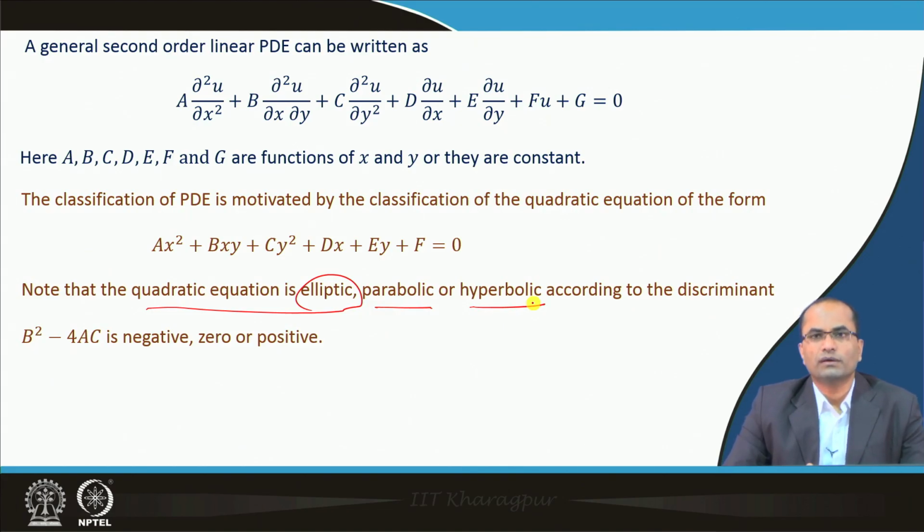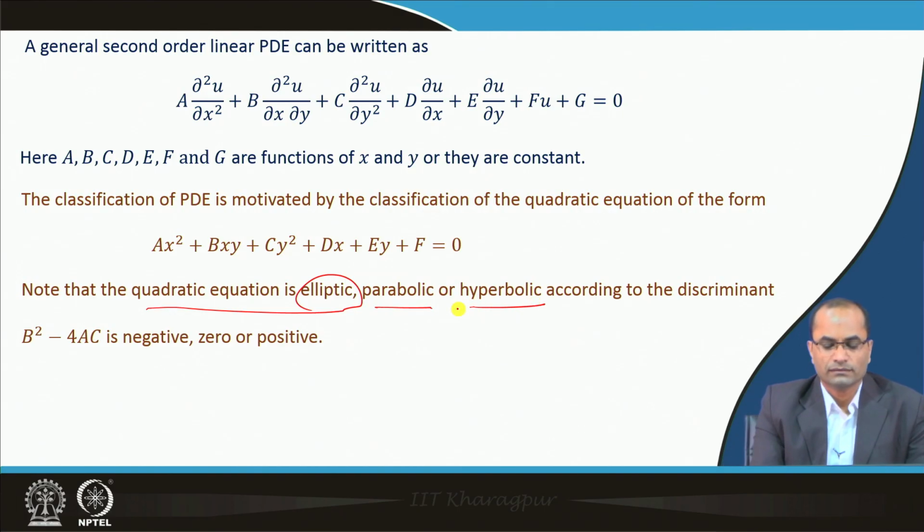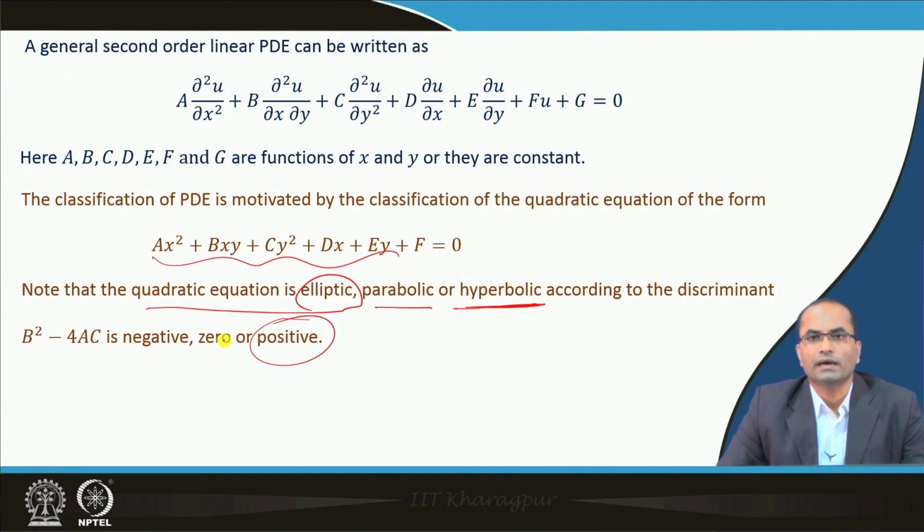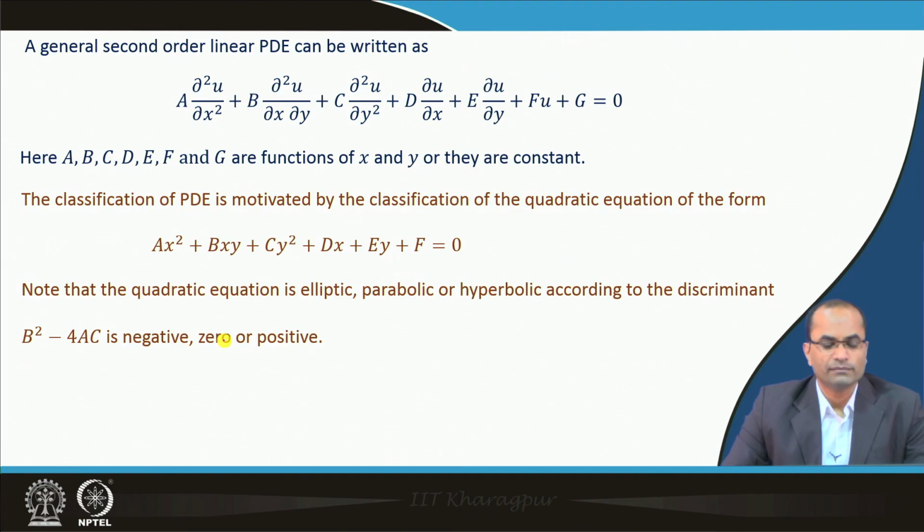If this b square minus 4ac is negative, then such a quadratic equation is called elliptic, and if it is 0, then it is called parabolic, or it represents a parabola, and then it represents a hyperbola. The equation is called hyperbolic if this b square minus 4ac is positive. So, exactly the same classification.